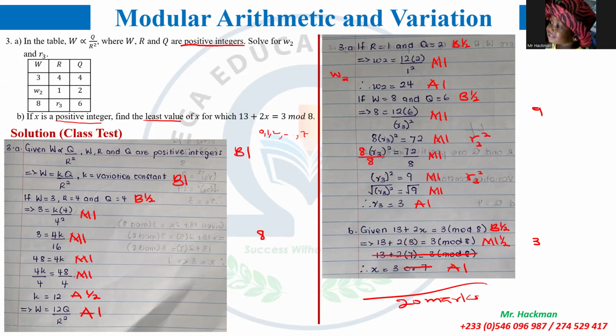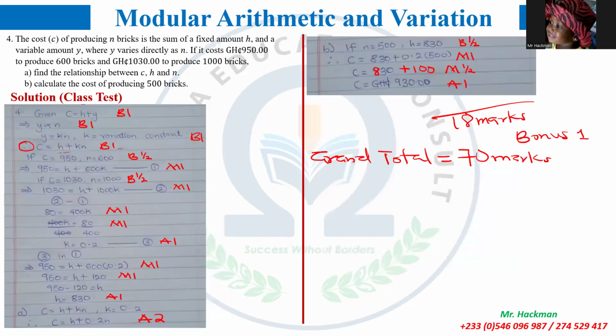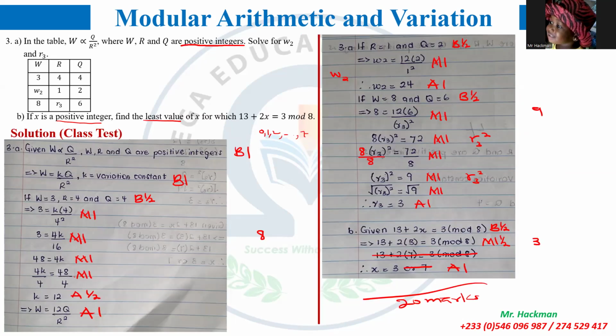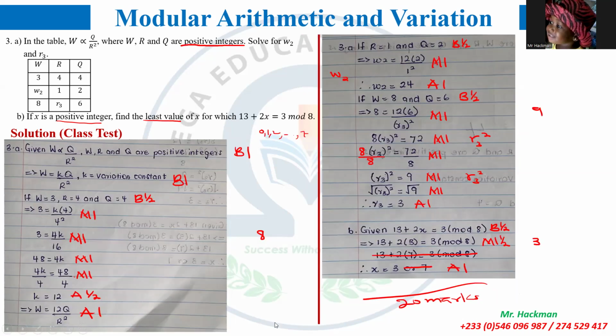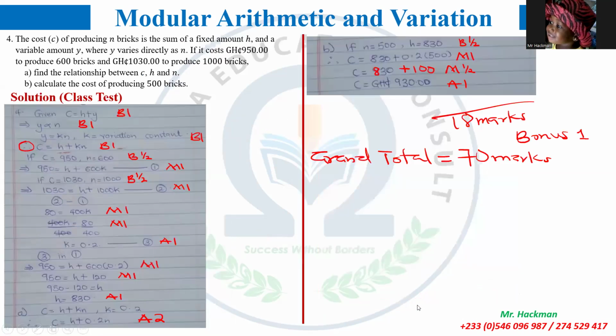So that will be it for question number 3. Now let's quickly look at question number 4. Remember, for question 3 the total mass will be 20. I think for question 2, I didn't say it. You've been with me for a while, so take note of that. This will be 20. So we are going to move on to question 4.